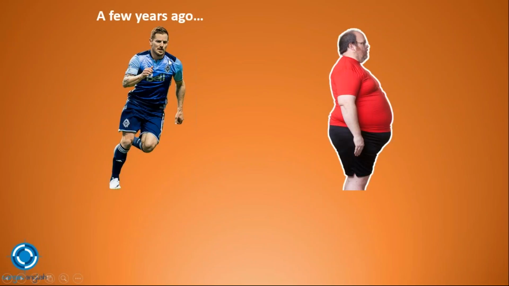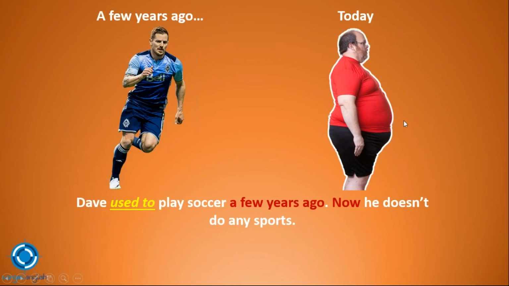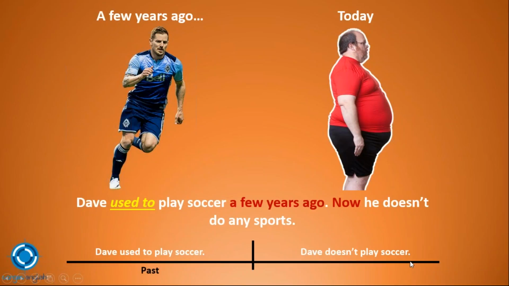Okay, let's suppose that this is the same person. First a few years ago, and this is today. So, Dave is the name of the same person. So Dave used to play soccer a few years ago. Now, he doesn't do any sports. Okay, so when I say Dave used to play soccer, or Dave doesn't play soccer in present, here I have two moments. I have the past and I have the present. So used to significa solía. Dave solía jugar fútbol. O como diríamos nosotros, Dave jugaba fútbol hace unos años y ahora ya no juega.